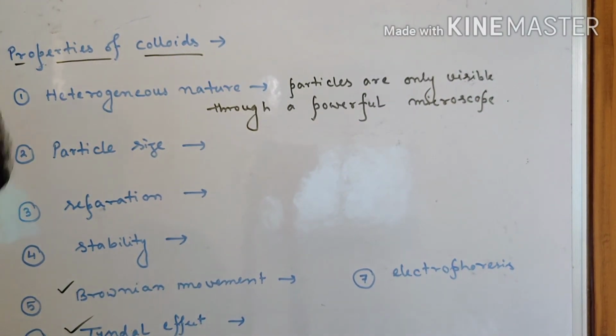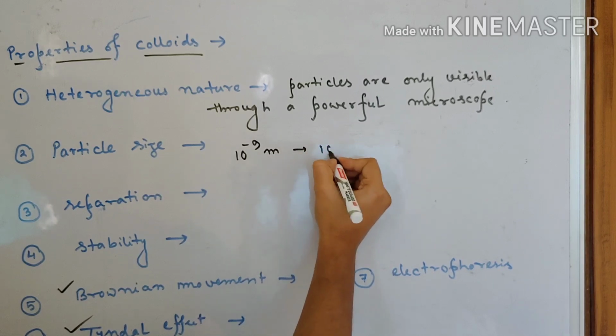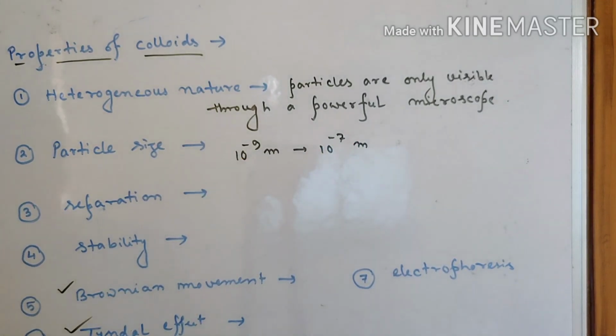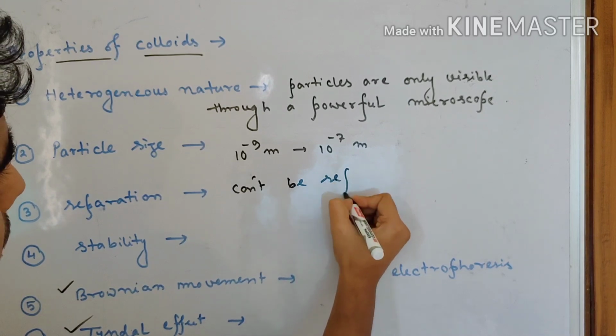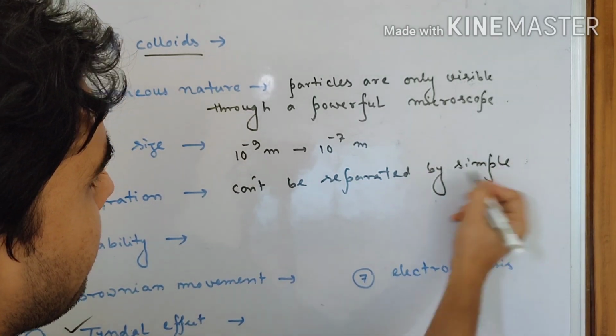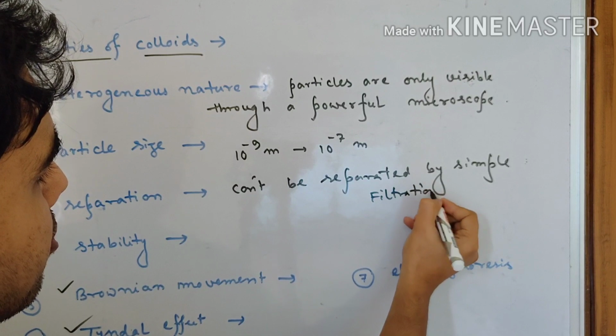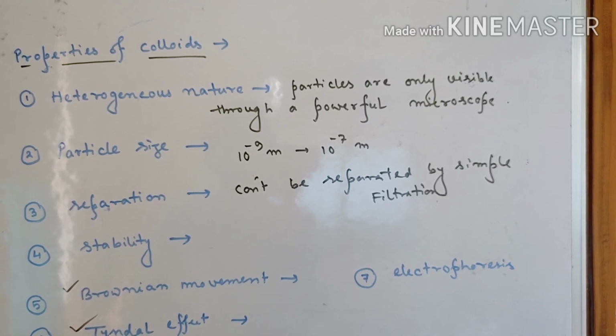In the particle size, as I have said, the particle size should be between 10 to the power minus 9 meter and 10 to the power minus 7 meter. Separation. See, with the filter paper you cannot separate. It cannot be separated by simple filtration. With the simple filtration method, you cannot separate the colloidal particles. So you need something better to separate them.